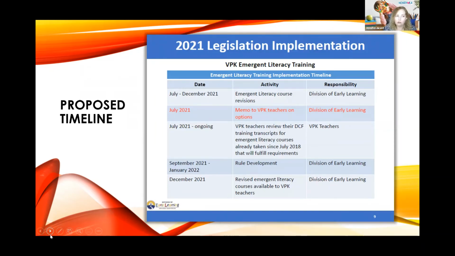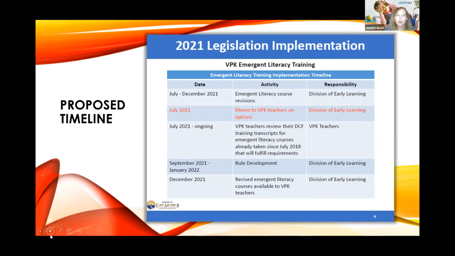So this again is the proposed timeline. The Division of Early Learning, as of 2 weeks ago, was working on an emergent literacy course. There are some revisions to their courses. There was a memo to VPK teachers that they sent out in July of 2021. That was their intent.